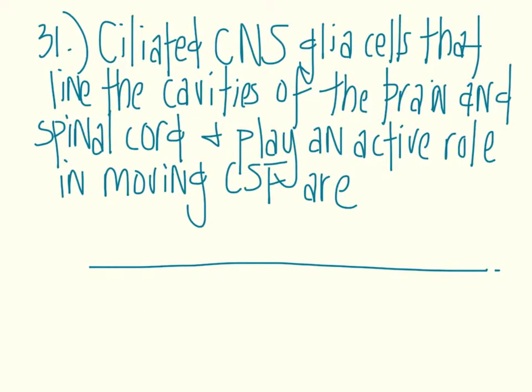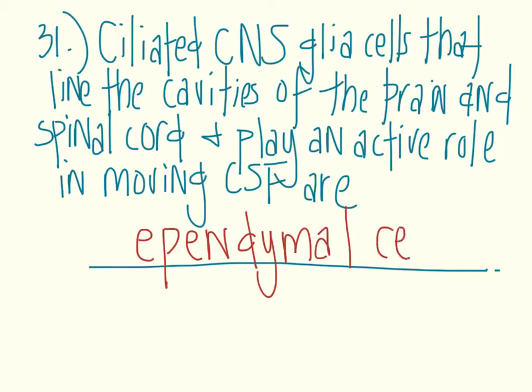Question 21 says ciliated CNS glia cells. So what that's saying is cells in your central nervous system that line the cavities of the brain and the spinal cord and will help move cerebrospinal fluid around. They are called ependymal cells. I hope I spelled that right. Basically they have little cilia on them that beat back and forth, and that will help circulate this fluid throughout your brain and your spinal cord.